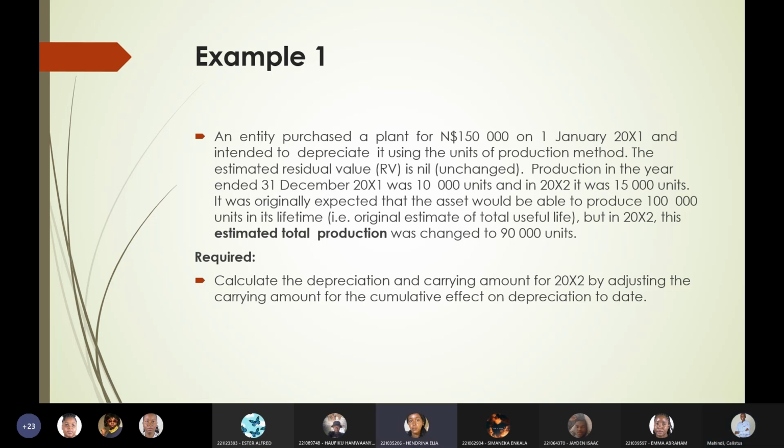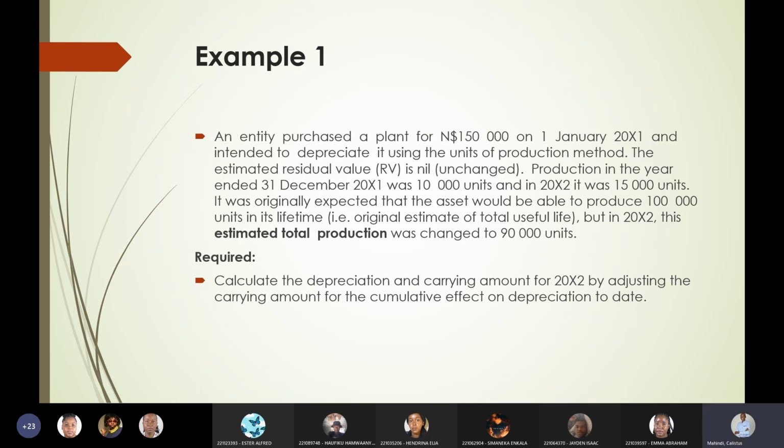Sir, I got an accumulated depreciation of 25,500 and a carrying amount of 109,500 because I rounded off the 1.66 to 1.7. Okay, so you said you have depreciation for the year of 25,500? And then your carrying amount was? 109,500. Okay, that's one answer. Anyone else has another answer? Someone else with another answer?